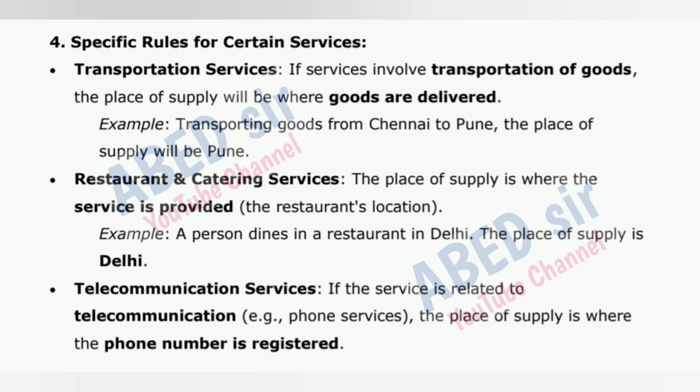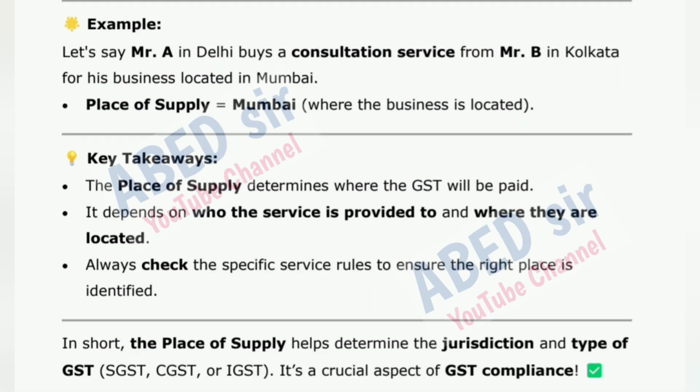Telecommunication services. If the service is related to telecommunication, example, phone services, the place of supply is where the phone number is registered. Example, let's say Mr. A in Delhi buys a consultation service from Mr. B in Kolkata for his business located in Mumbai. Place of supply is equal to Mumbai, where the business is located.